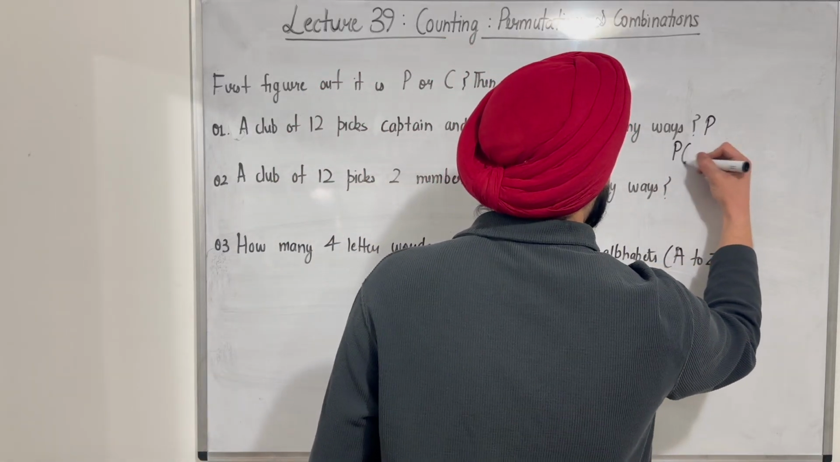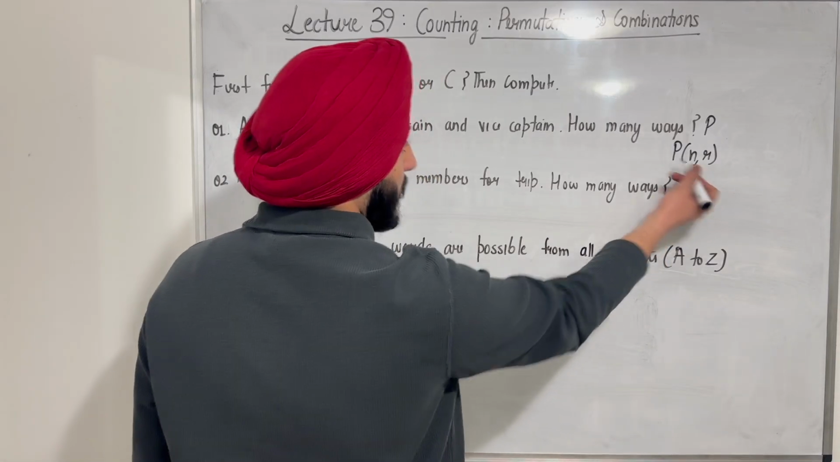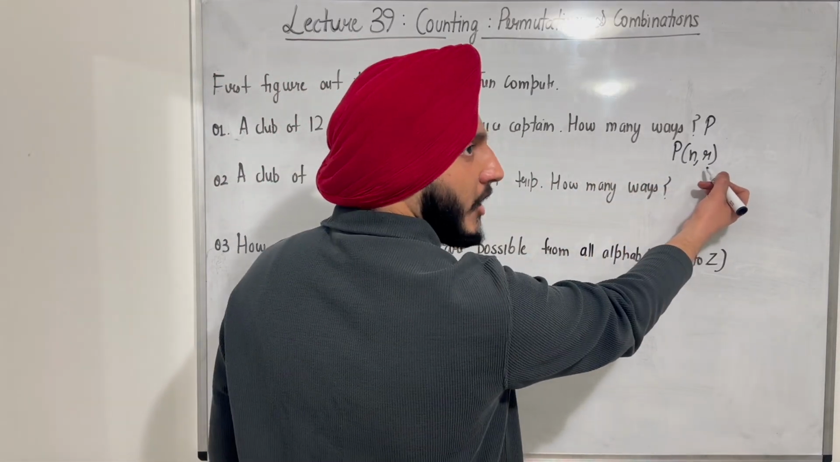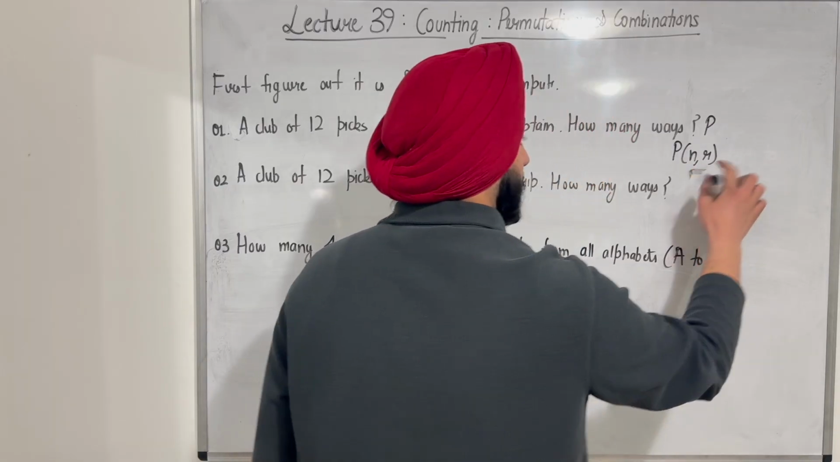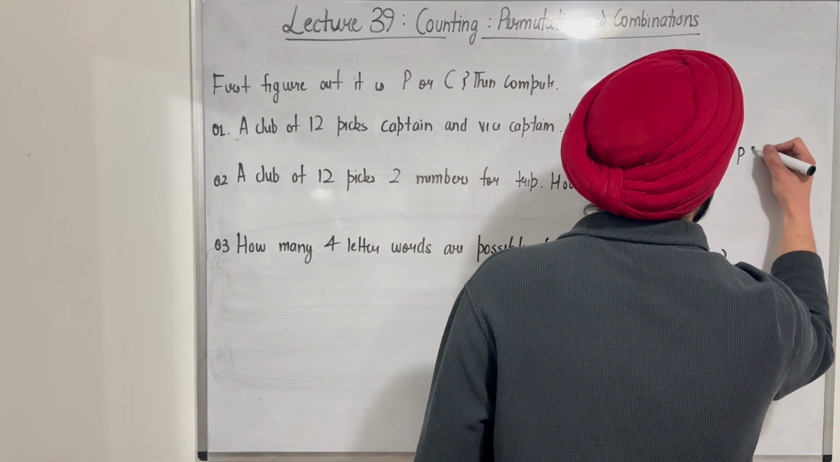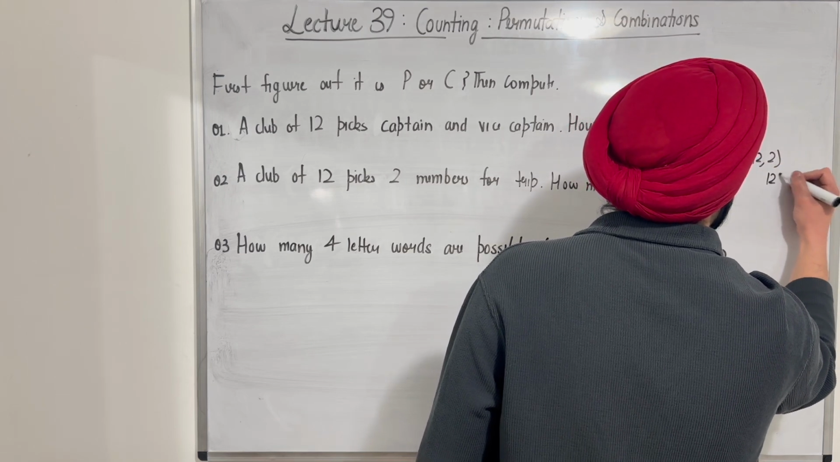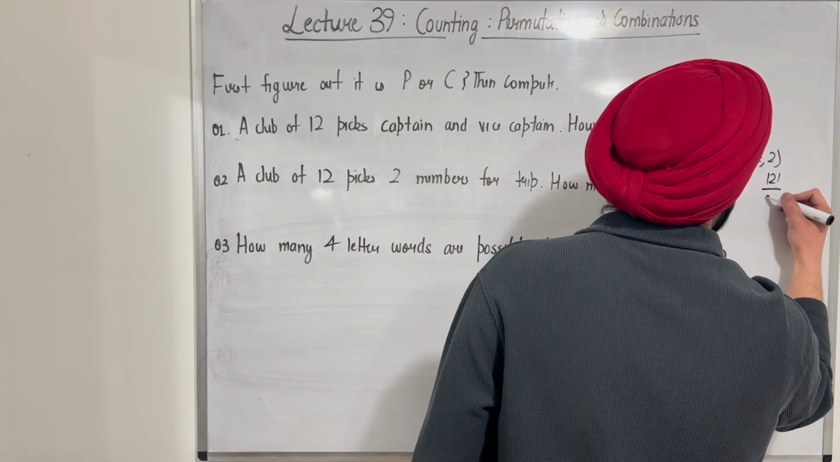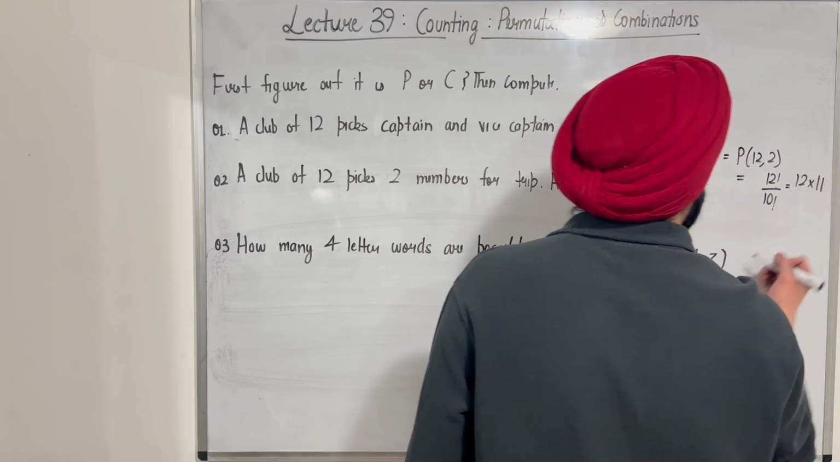So what's going to be the answer? It's pretty much P of n comma r. n is the number of objects I have. So in this case, that's 12. r is how many I'm picking. So this would be P, I can just write it over here, which would be P of 12 comma 2, which is going to be 12 factorial by 10 factorial, which is 12 multiplied by 11.